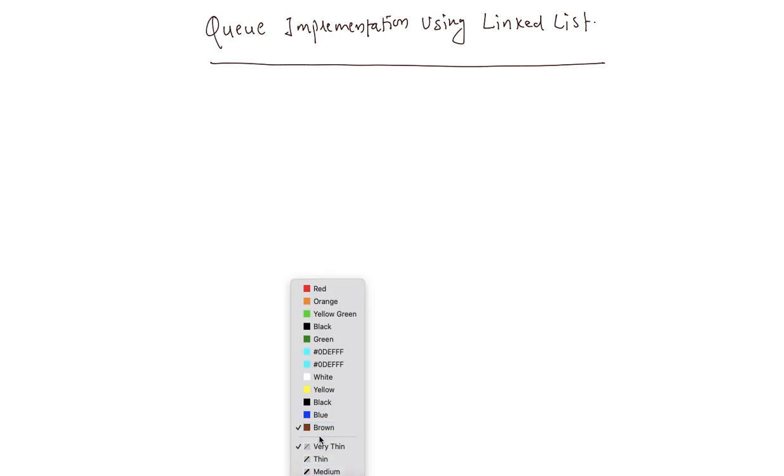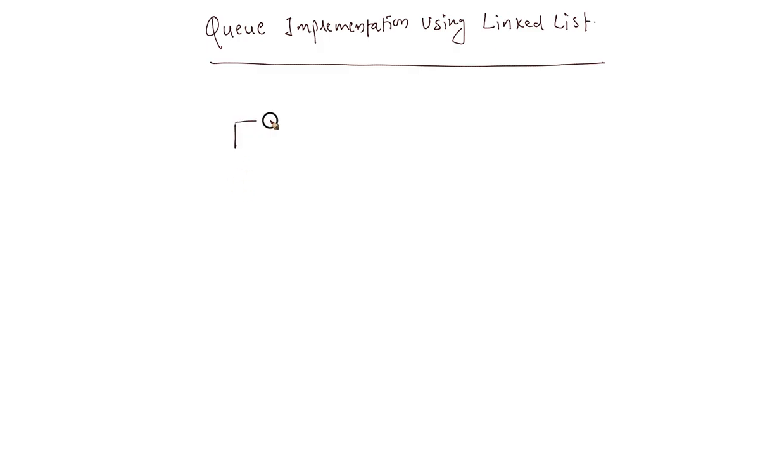Welcome back, students. In this video we are going to discuss queues using linked list, implementation of queues using linked list. So linked list, we all know, looks like this. It has nodes. So this node is storing the address of the next node. If there is no next node, this node will be null, right?